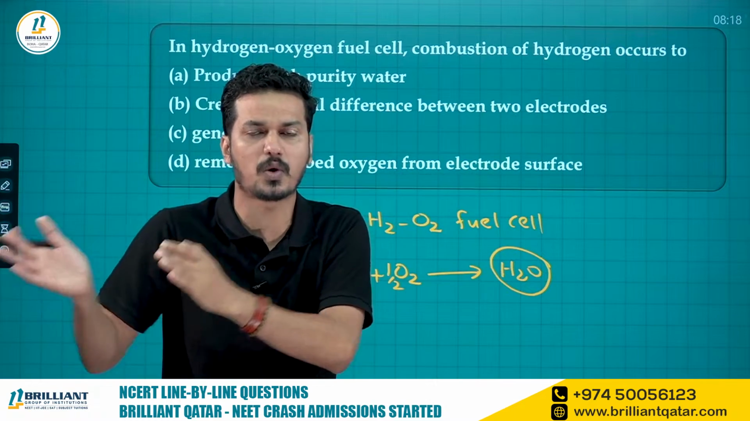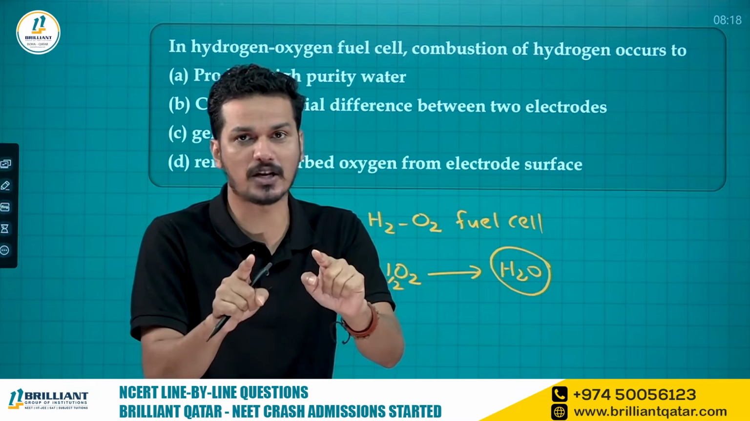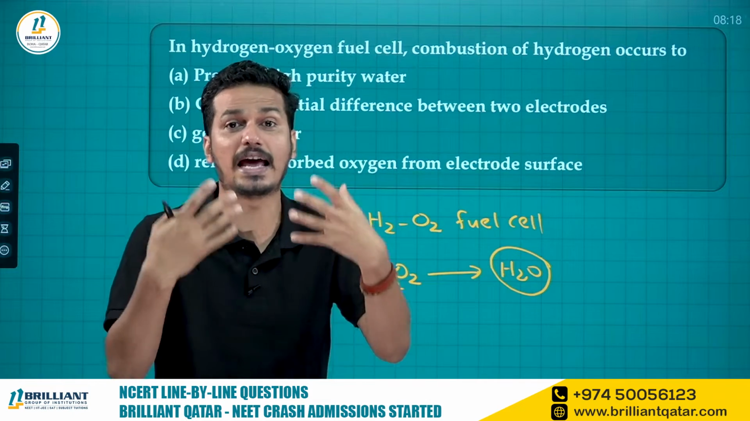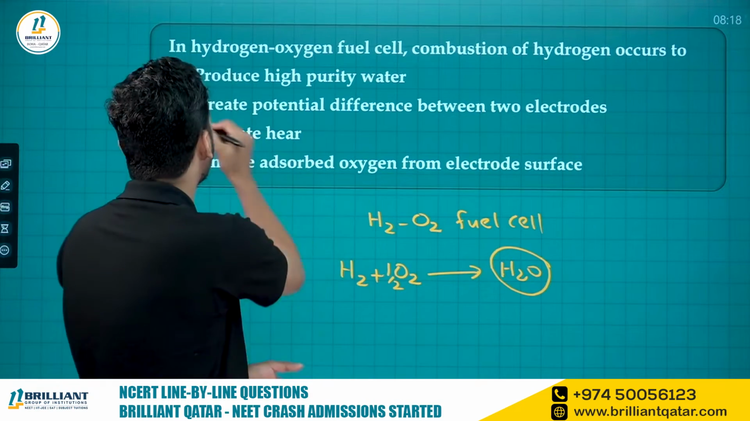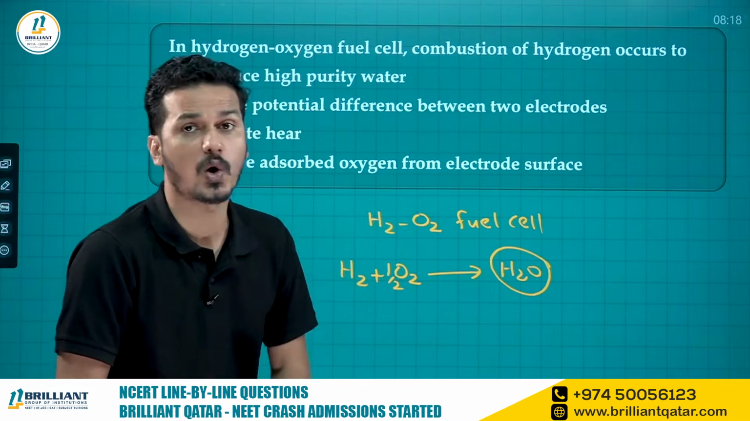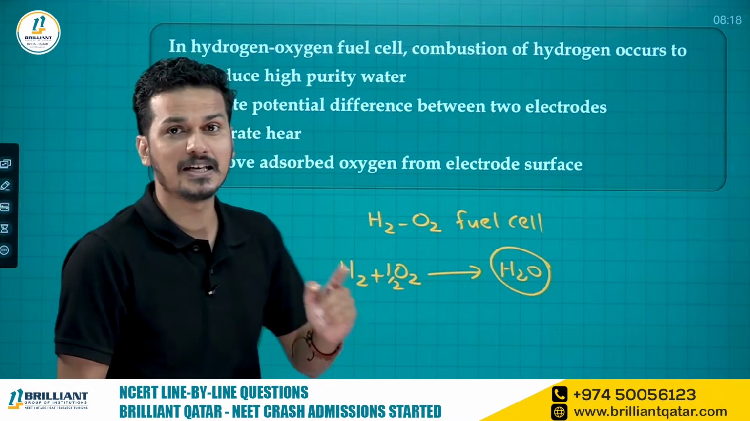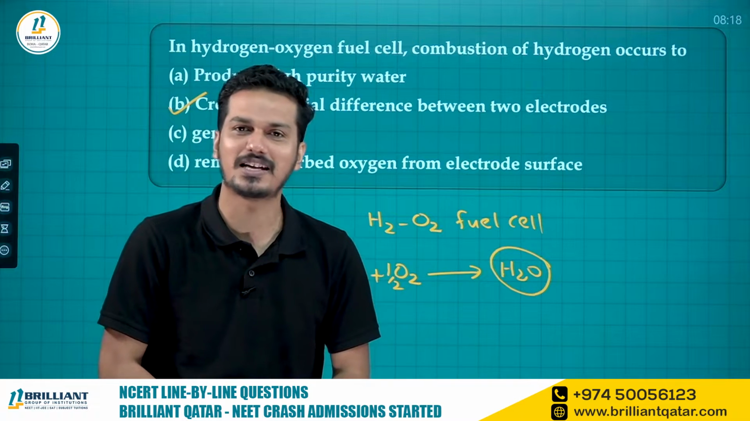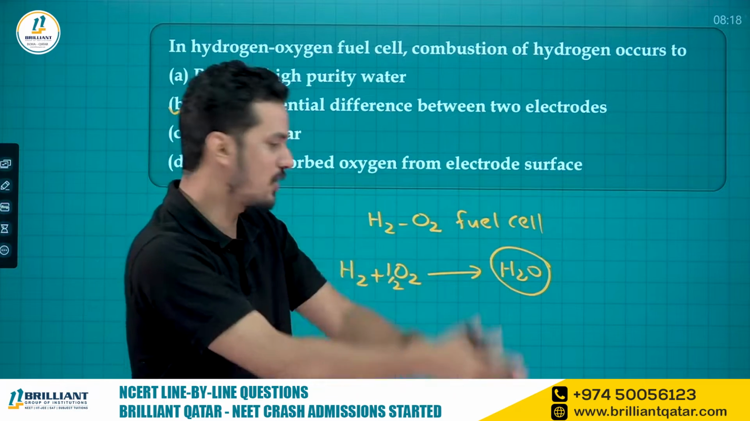One is the hydrogen electrode, one is the oxygen electrode. In between them, we create a potential difference, then only we will get an EMF, electromotive force, and energy. So, only to create a potential difference between two electrodes does that combustion occur. So the answer is B. I hope you guys got it. If so, then we can move to the next question, guys.